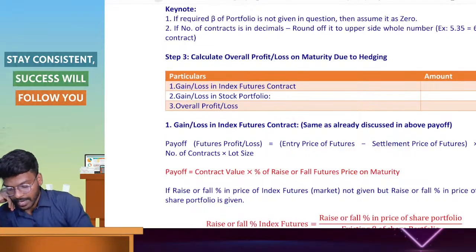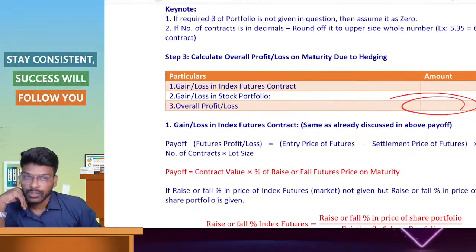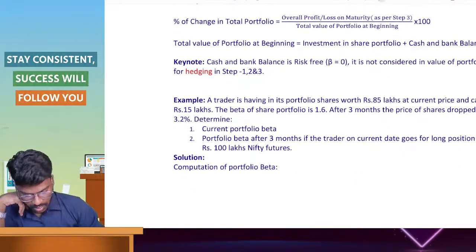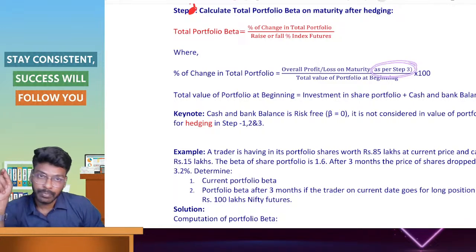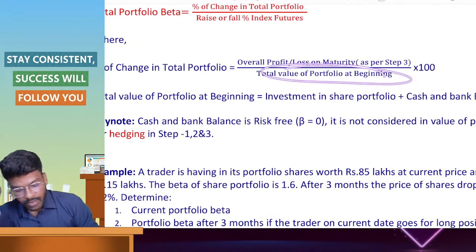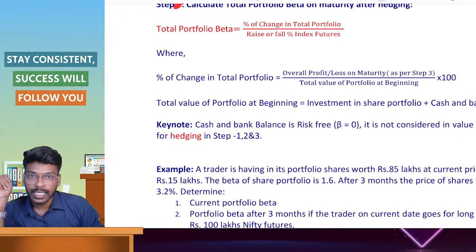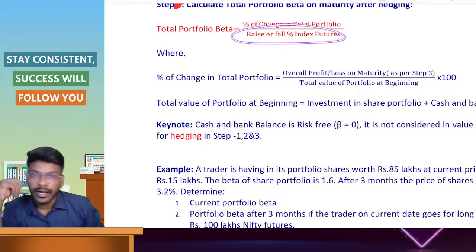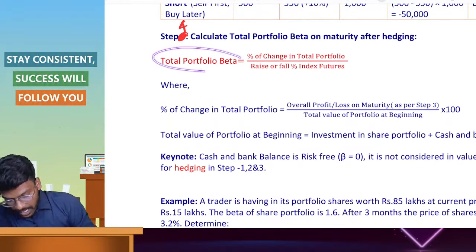Okay va, overall gain or loss நம்ம கண்டுபிடிச்சிருக்கோம். Overall gain or loss on maturity as per step 3 divided by total value of portfolio at the beginning, multiplied with 100. You will get a percentage of change in total portfolio divided by rise or fall percentage in index future. Okay, you will get a beta value.